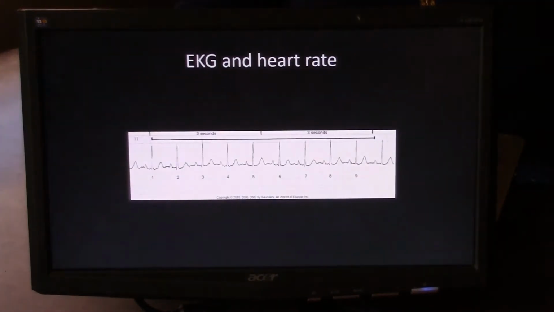Let's take a look at an example for that. Okay, so here we have 30 large boxes. You'll see from one mark here to this mark here represents 3 seconds. From here to here is 6 seconds, or 30 boxes. So if I count the number of QRS complexes, 1, 2, 3, 4, and so forth, and I count that there are 9 in 6 seconds, 9 times 10 equals 90. And that is one way to tell heart rate.